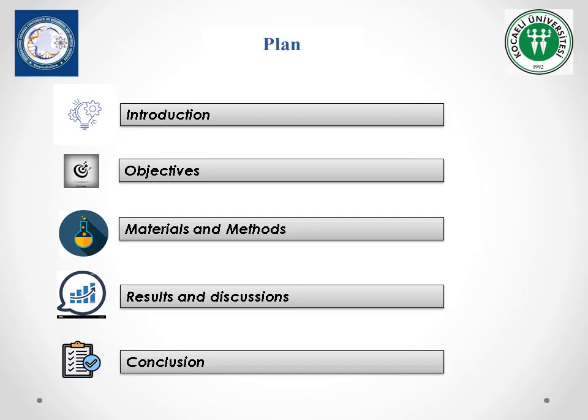The plan of the work is sectioned into 5 different parts. It starts with an introduction followed by objectives. We have materials and methods, then results and discussion, and the whole will be rounded off by a general conclusion.